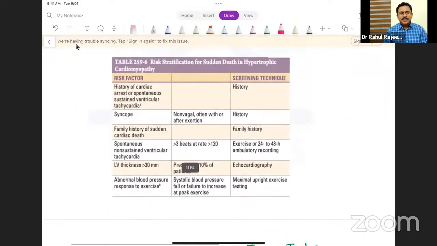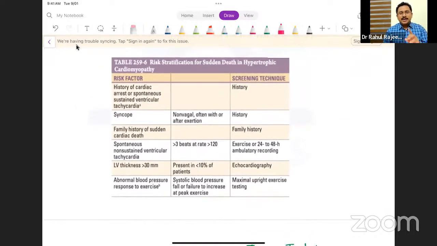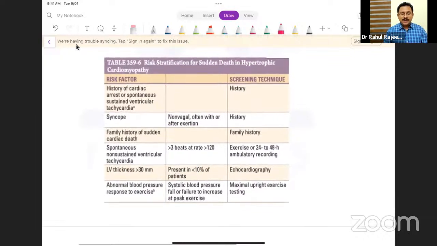Now, this is taken from the table in Harrison. In fact, this is almost a ditto question that was asked a few years back in the Central Institute exams as well. So what are the important risk factors for sudden death in hypertrophic cardiomyopathy? Number one, a history of cardiac arrest or spontaneous sustained ventricular tachycardia, syncope, then family history of sudden cardiac death, spontaneous non-sustained ventricular tachycardia, and left ventricular thickness more than 30 millimeter.